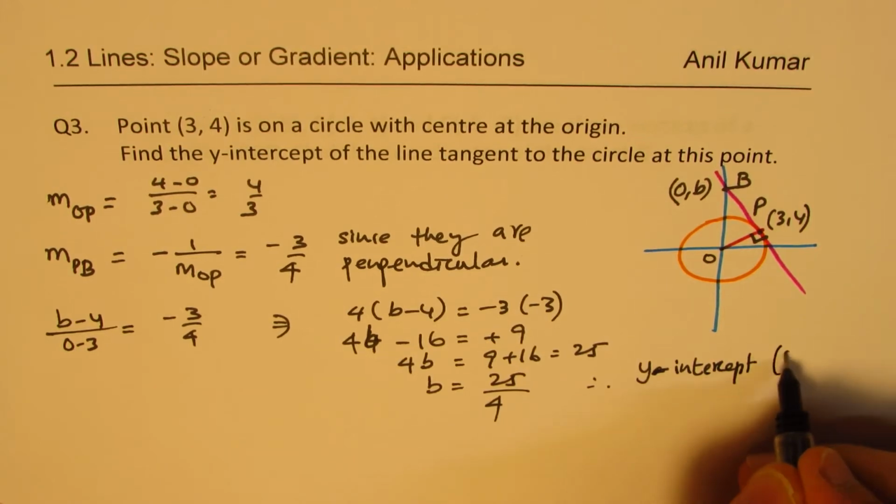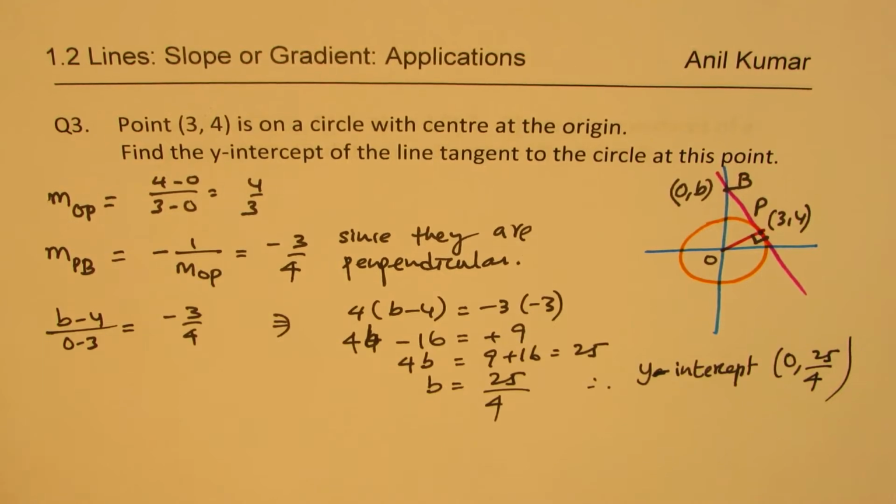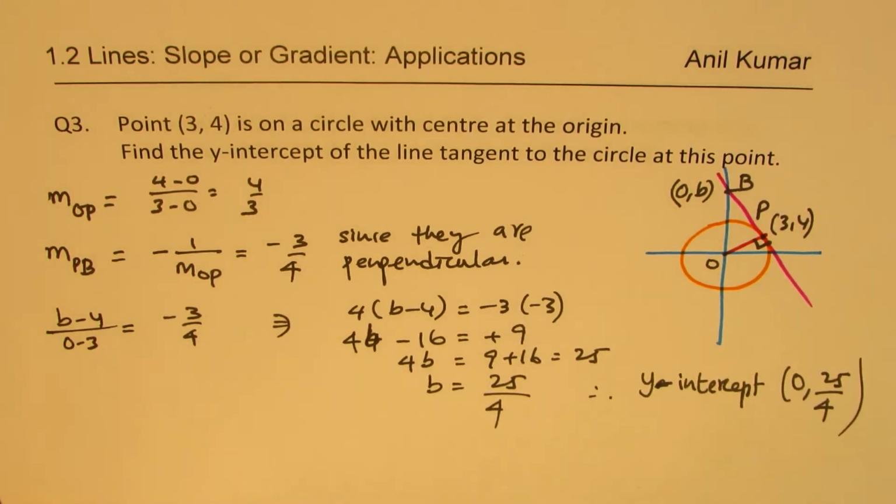So the y-intercept is 0.25 over 4. Does it make sense to you? Perfect. So that is how we can actually find the y-intercept in this case. So the important thing here is, just with the concept of slope we found the answer. There was no need to find the equation of a line and go there, right?